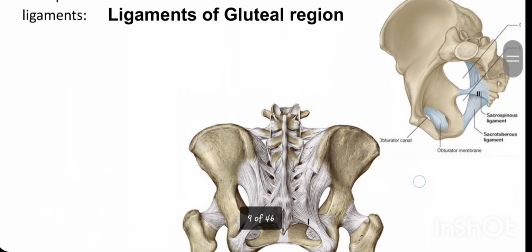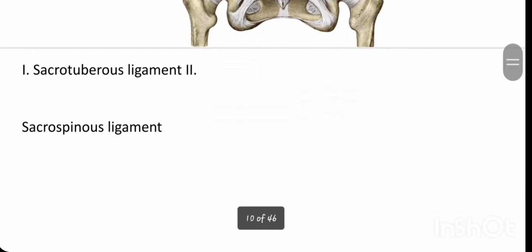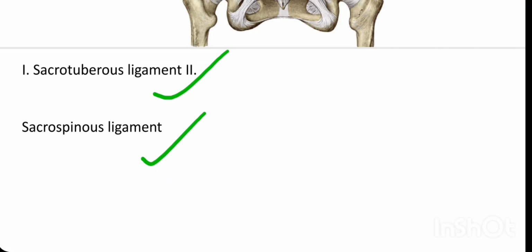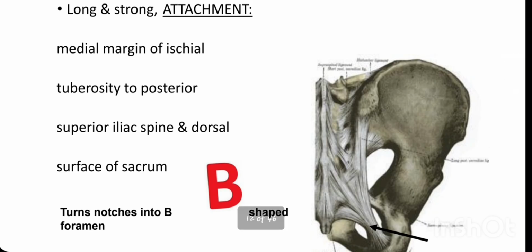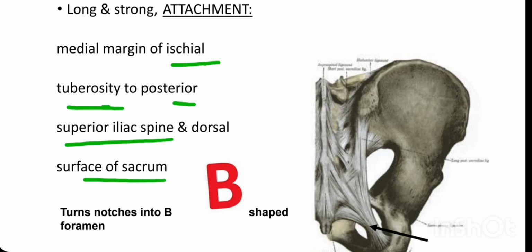Coming to the ligaments, we have majorly two ligaments, the sacrotuberous ligament and the sacrospinous ligament. These are the major two ligaments present in the gluteal region. The sacrotuberous ligament is attached from the ischial tuberosity to the posterior superior iliac spine, that is, the dorsal surface of the sacrum. This is the attachment of the ligament.